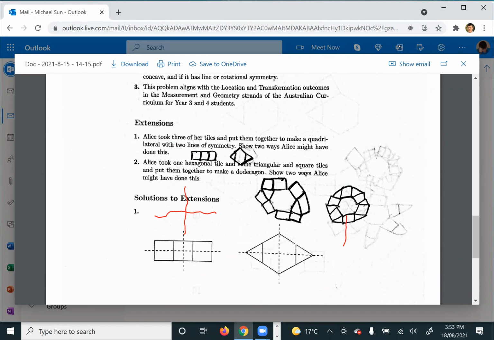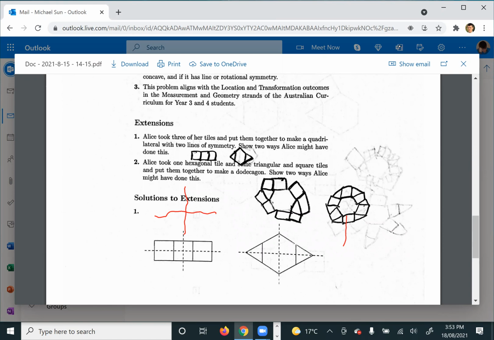Show 2 ways Alice might have done this. See? The answer they put was right next to these answers, so maybe there were some hints. Okay, yeah, to make quadrilaterals. Okay, so the next question might be more interesting.